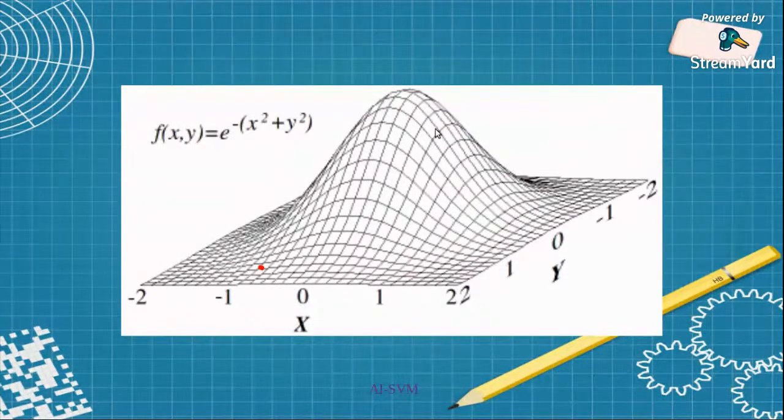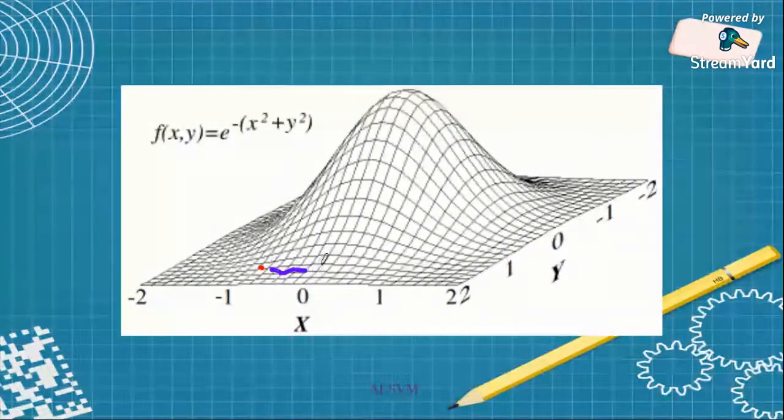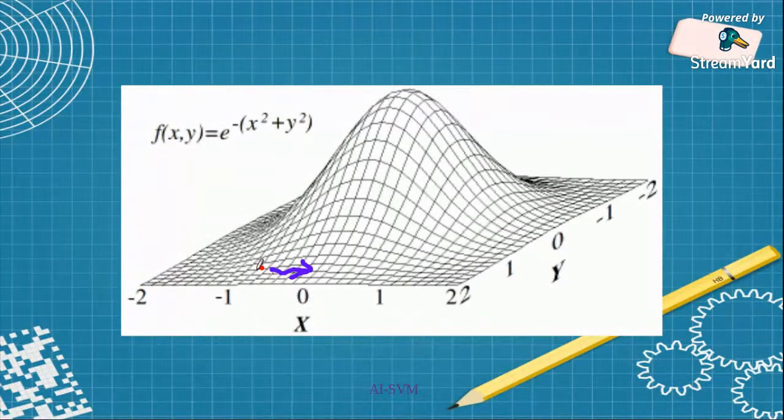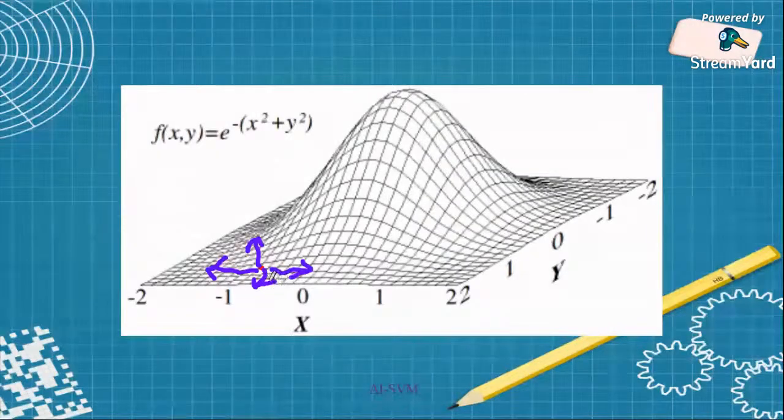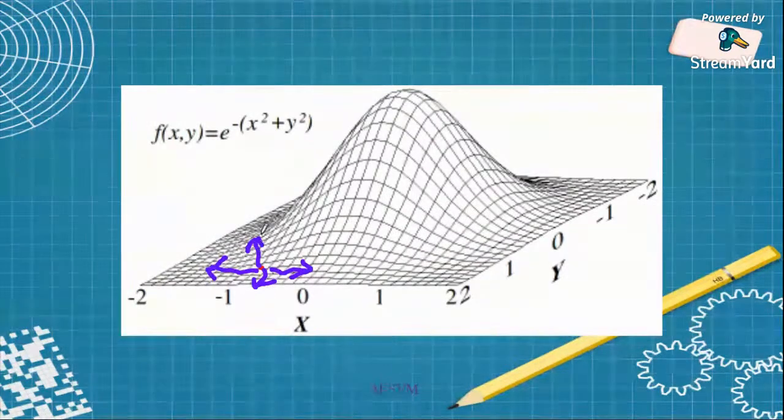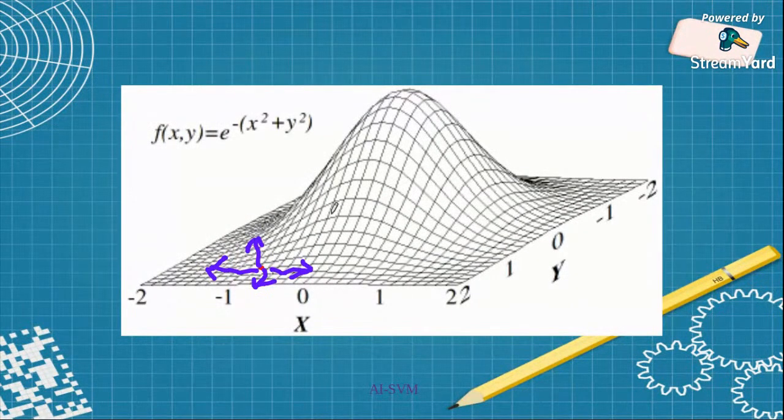There are many options to move. You can go this way, or you can go this way. You can go up, you can go down. Now, if you look at it, if you move this way, something happens. If you move this way, something happens. Then assume that you are here.